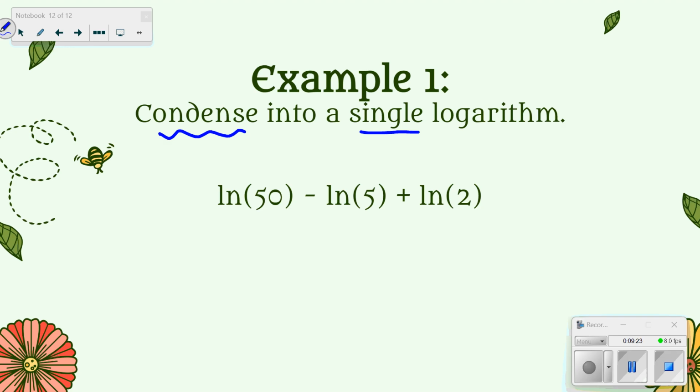And notice we are starting off with multiple. So I have ln of 50 minus ln of 5 plus ln of 2. So think about those rules we just talked about. What are you guys noticing with our question? What's something we got going on? Yes, all of them have the same base of log of e because we have ln. Good thing to know. We can't combine things unless they have the same base. So like that's good check 1. What else do you guys see?